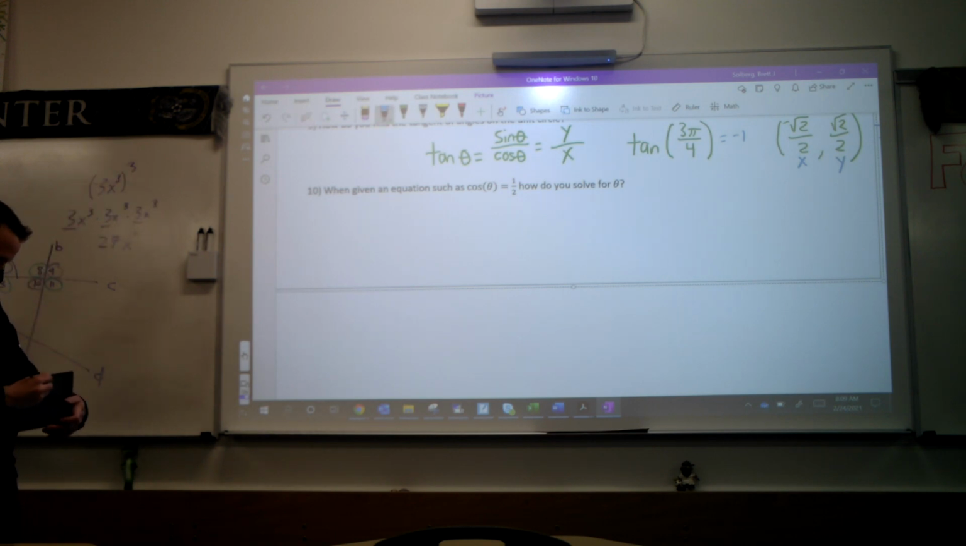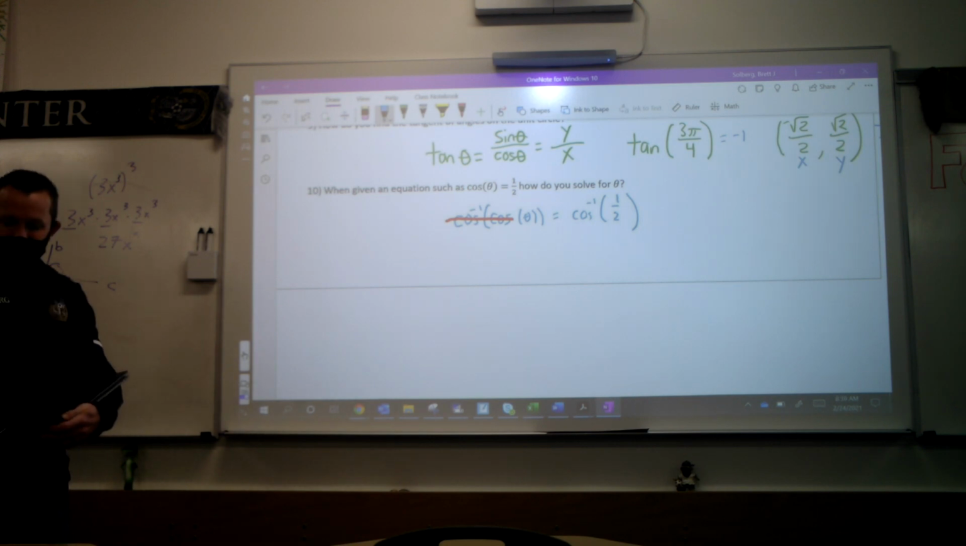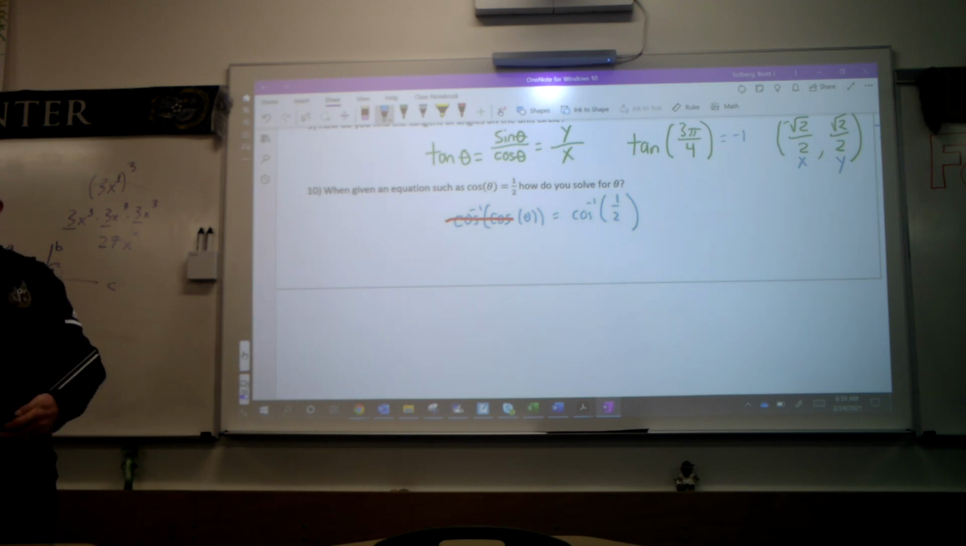So I'm going to go through and say, all right, I'm going to take the inverse cosine of the cosine of theta. These guys cancel each other out. However, if I take the inverse cosine of one side, I've got to do it at the other side. So then, now here's my question. How do we use our unit circle to figure that out?